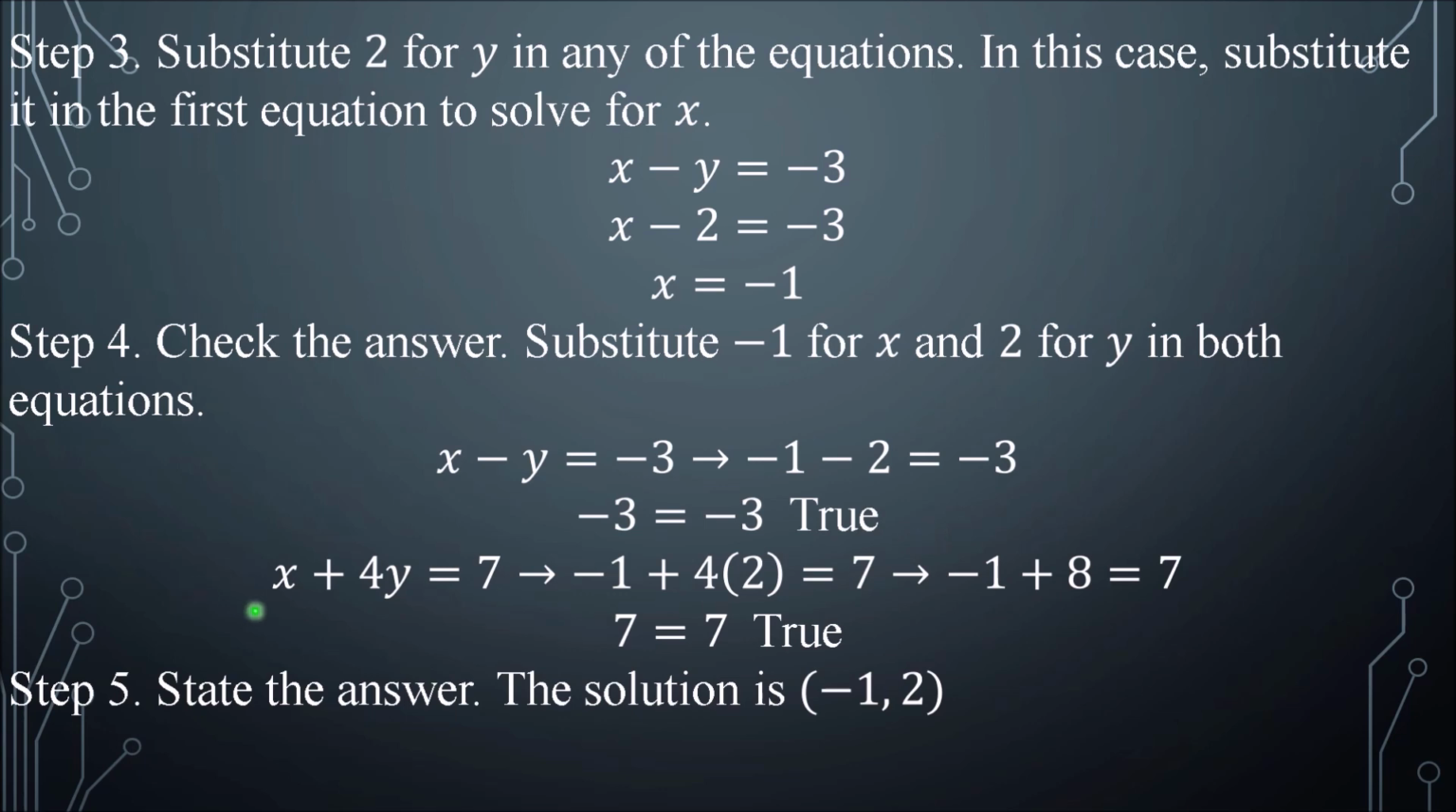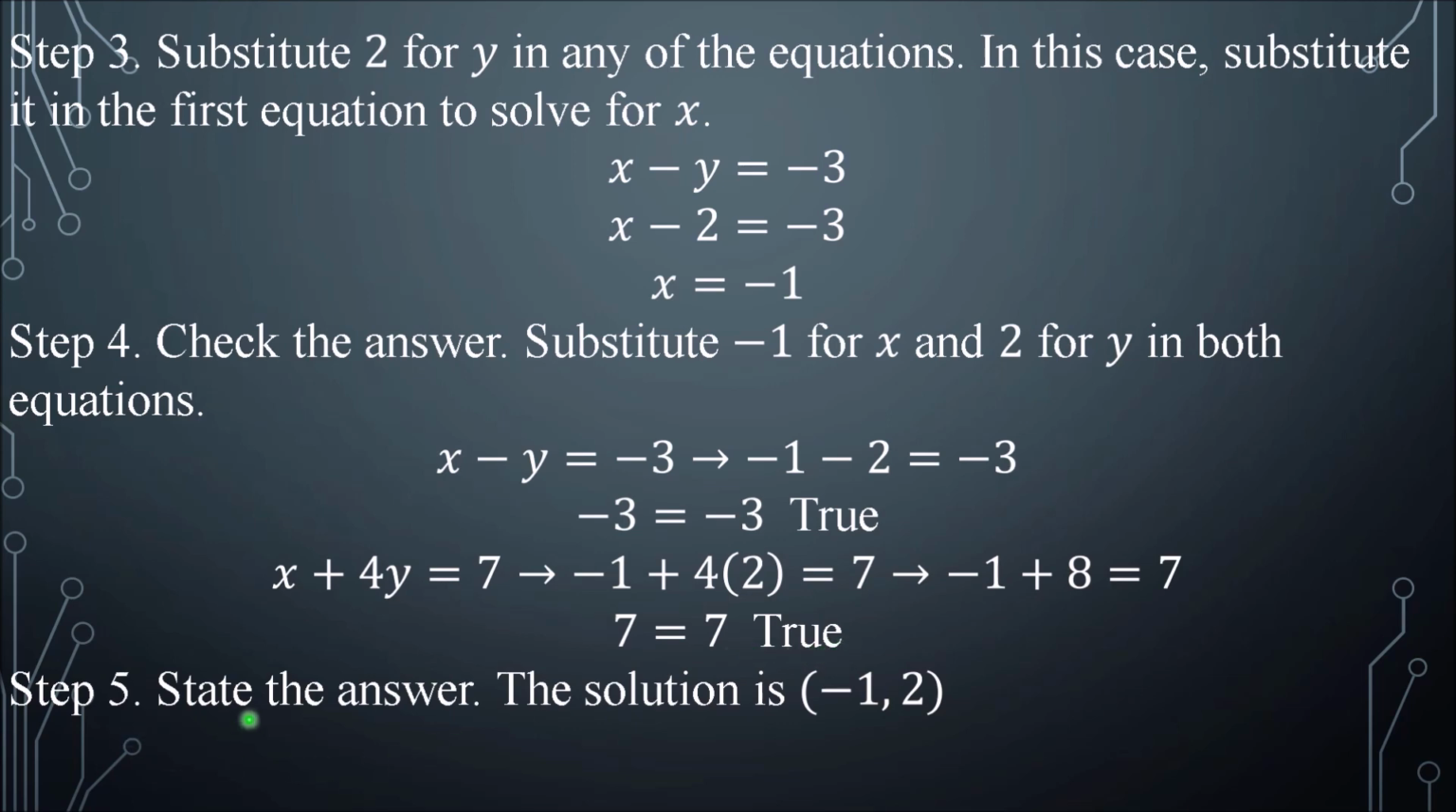Next, the second equation, x plus 4y equals 7. Negative 1, that is x, plus 4 times 2, 2 is y, is equal to 7. Then we simplify this left side, that is negative 1 plus 8. Negative 1 plus 8 is 7, which is equal to the right side, 7, which is true.